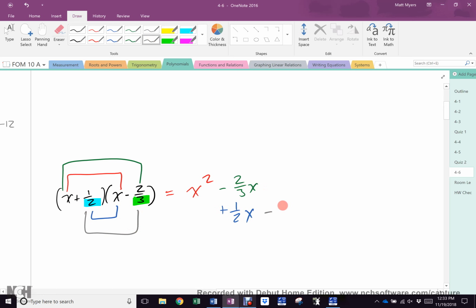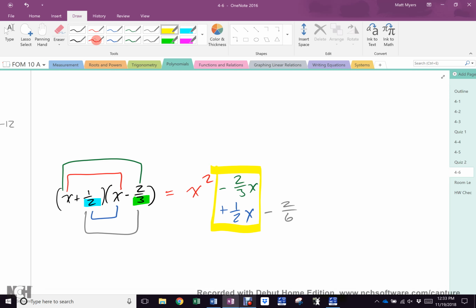Minus what? 1/2 times 2/3, people. 2/6. Agreed? Now, what do I need to do with those like terms? What would I do if it was 6x and 4x? You would combine them. How do I combine two fractions?